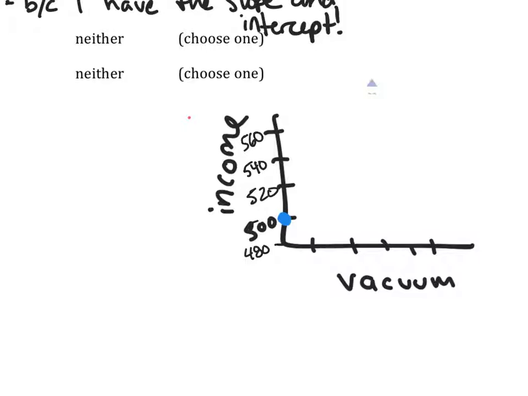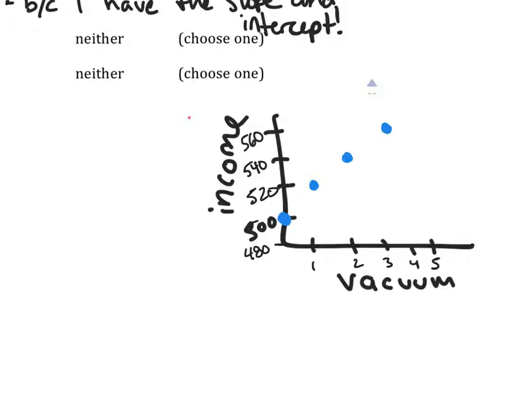Okay, so after one vacuum, oops, I should label that part down there. 1, 2, 3, 4, 5. Okay, so after one vacuum, Joe is now at $520. After 2 vacuums, Joe is now at $540, and after 3, he's up at $560. So now we can definitely see that it is a linear equation, right? Because it's making a nice straight line.